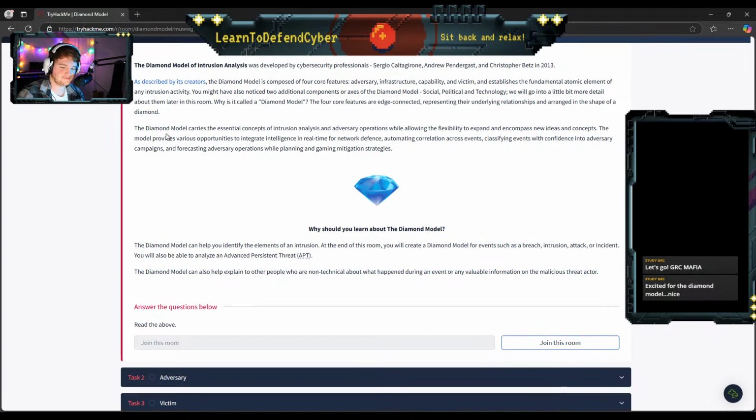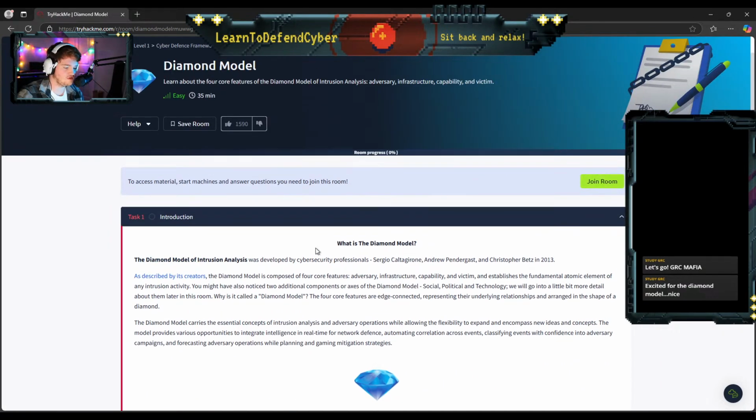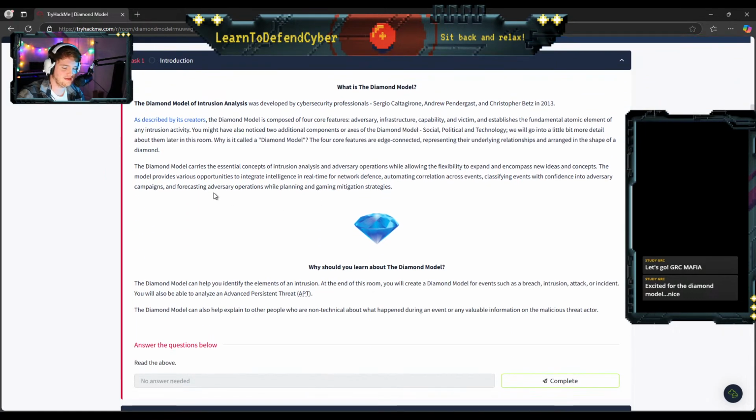So, the diamond model carries the essential concepts of intrusion analysis and adversary operations, while allowing flexibility to expand and encompass new ideas and concepts. The model provides various opportunities to integrate intelligence into real-time network defense, automating correlation across events.